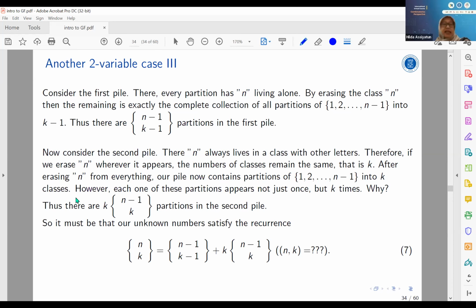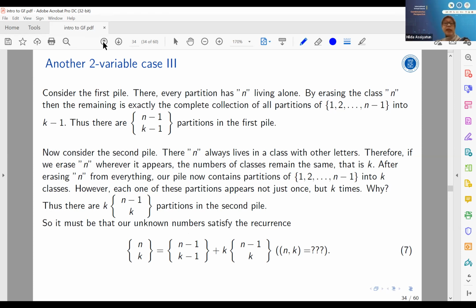But note here that each one of these partitions appears not only once but k times. Why k times? Because n can appear in any class. We have k classes, and n can appear in any class. So the same partition of n-1 objects will appear multiple times, to be exact, k times.